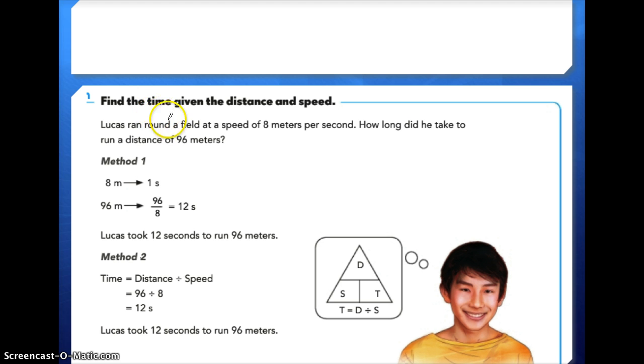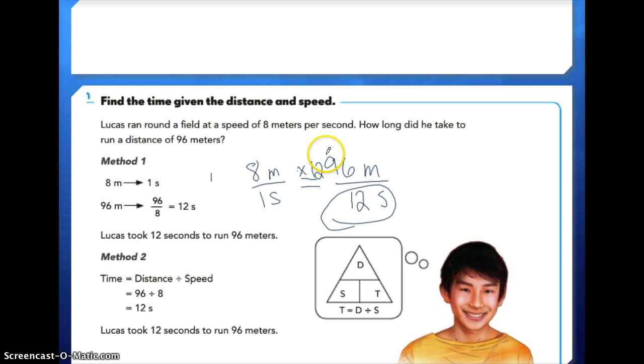So Lucas ran round a field at a speed of 8 meters per second. So his speed was 8 meters per second. So how long did it take to run a distance of 96 meters? Well, we can make an equivalent rate. So if this is 96 meters, how long did it take him? Well, to get from 8 to 96, we know we multiply by 12. And so if that is true, 1 times 12, it took him 12 seconds to run a distance of 96 meters. Okay, that is the first way to do it.